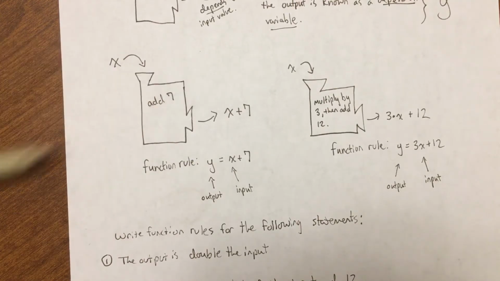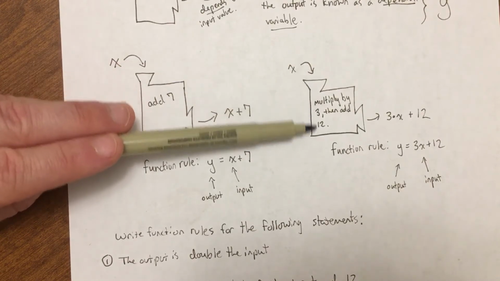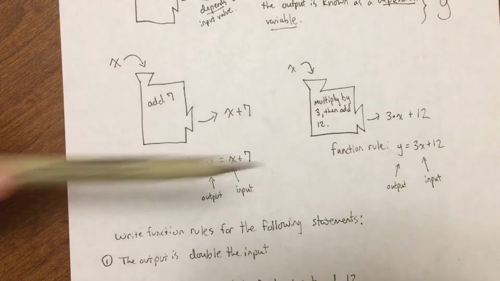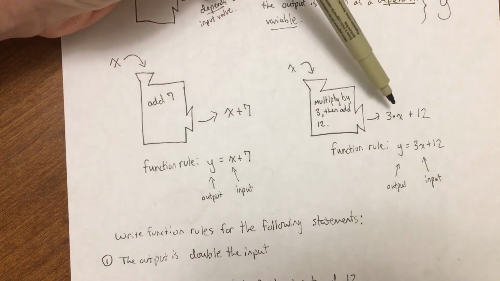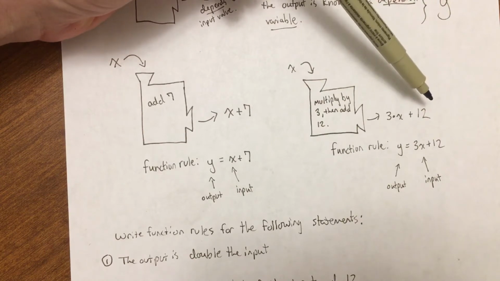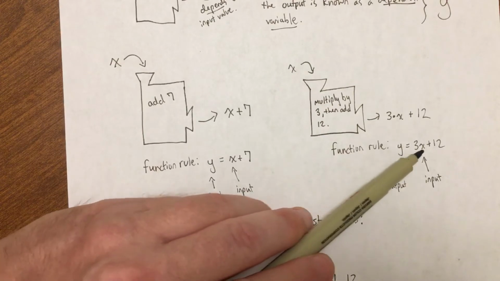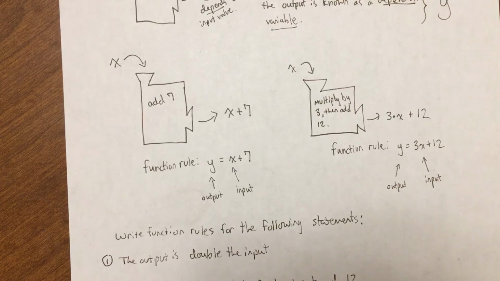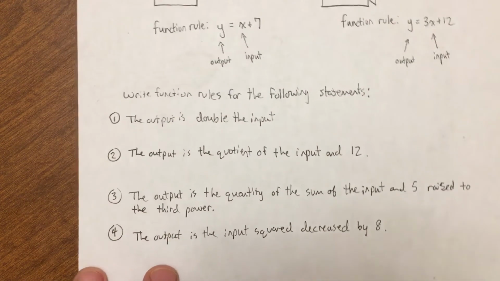Here's another example I have off here to the side. Let's suppose we take our input, and let's suppose the following rule is we multiply by 3 and then add 12 to our input. So we can represent our function rule by this expression: 3 times the input, or x, plus 12. So the function rule would be written as y equals 3x plus 12. So let's take a look at some practice problems down below.